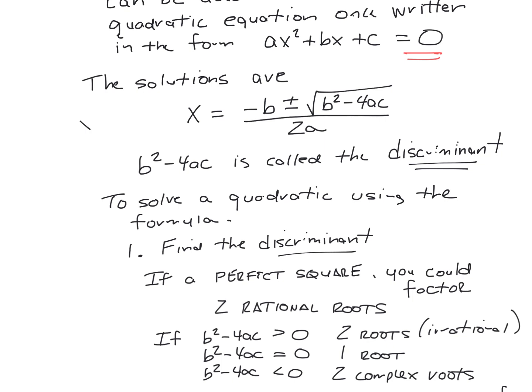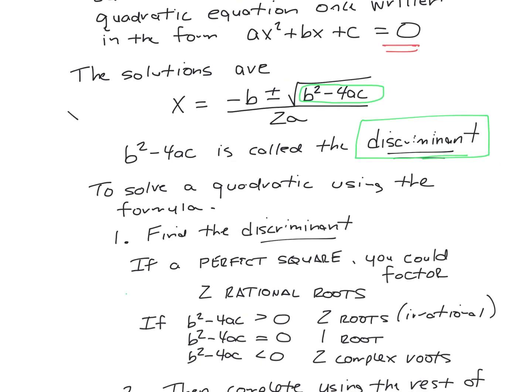Now, this part that is underneath the square root sign, the b squared minus 4ac part, is called the discriminant. The discriminant, very powerful part of this. Because to solve a quadratic using the formula, the first thing you're going to do is find that discriminant. And that's going to tell you a lot about the equation.